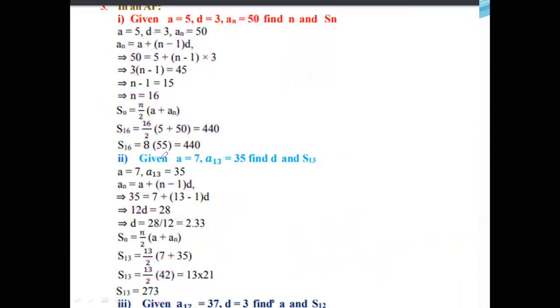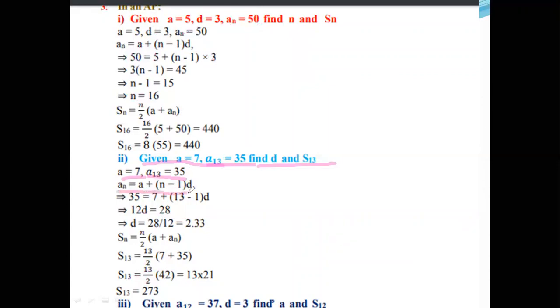Okay, now we'll go to the next one. Here, given a is equal to 7, a13 is equal to 35, find d and S13. Now, carefully look at this one. a is equal to 7, a13 is equal to 35, they have given. Only two terms are given, remaining terms you have to find out.